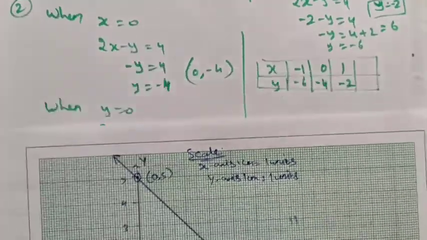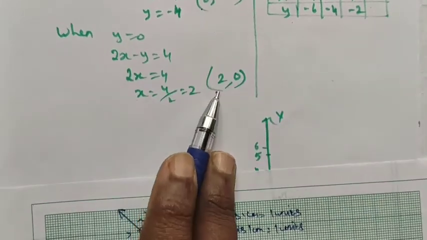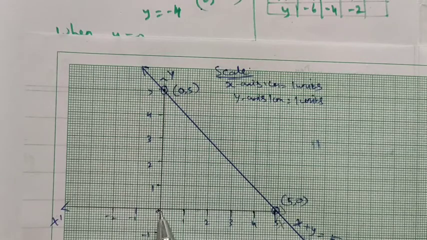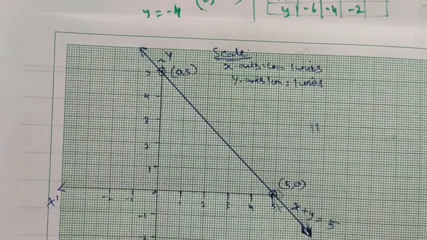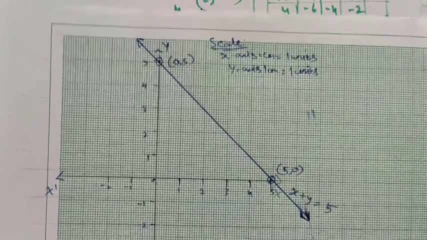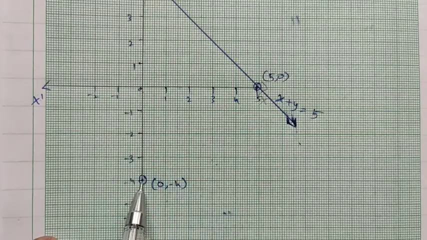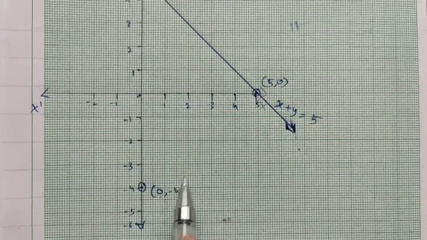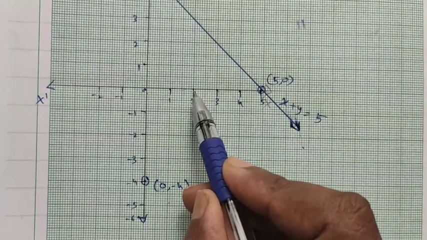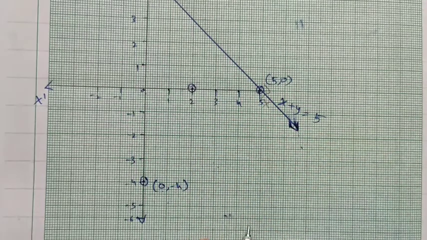Next we have found that x is equal to 0 and y is equal to minus 4. Another point is 2, 0, right? So x is 0, y is minus 4 means the point lies on the y-axis. This is 0, minus 4. And then the second point is 2, 0. Here x is 2, y is 0. Y is 0 means the point lies on the x-axis.